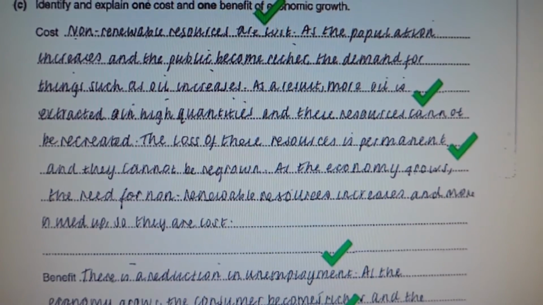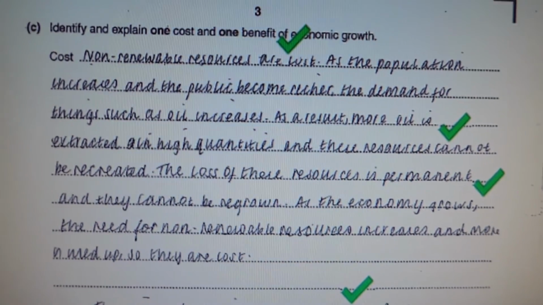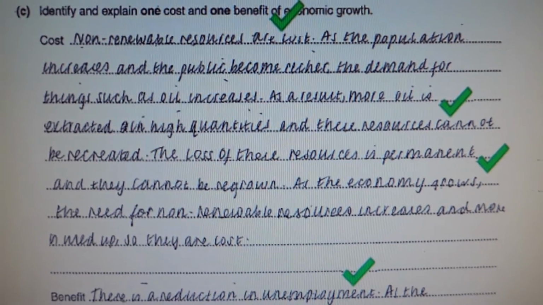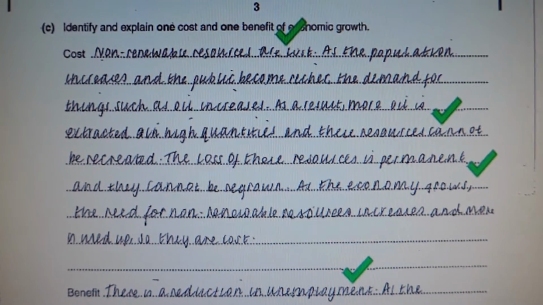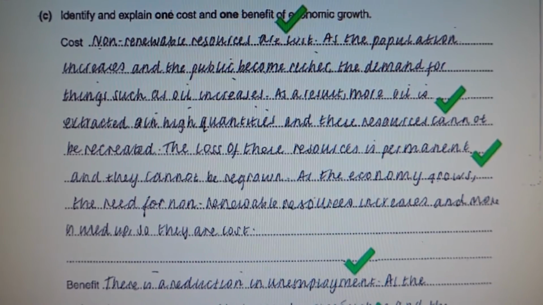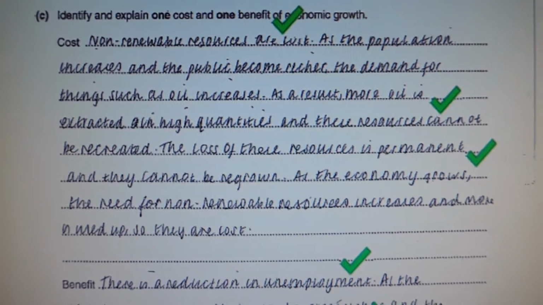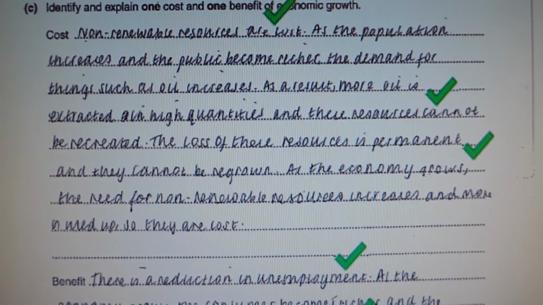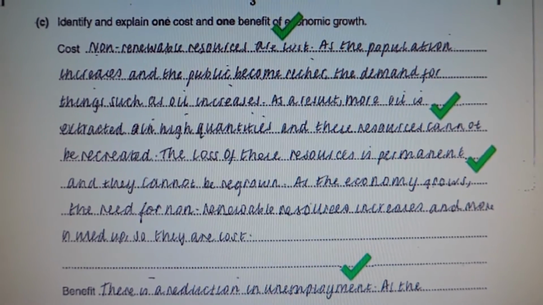So fill the space and fill your boots in terms of your explanation. This candidate has written: non-renewable resources are lost. As the population increases and the public become richer, the demand for things such as oil increases. As a result, more oil is extracted in high quantities, and these resources cannot be recreated. The loss of these resources is permanent, and so they go on. But they've got enough there for 3 marks on that one.